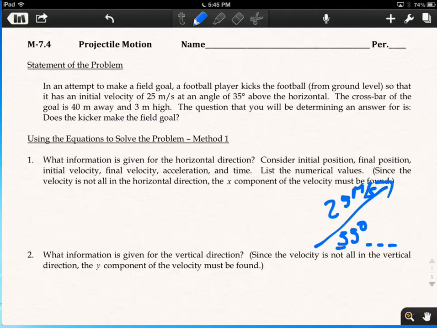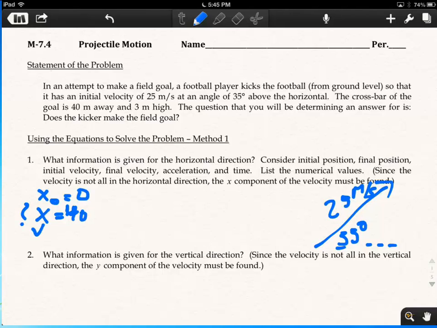Okay, so what information is given for the horizontal direction? Consider initial position, initial velocity, final velocity, acceleration, and time. Alright, so let's just start with that. Initial position, x naught. We're in horizontal, so we're dealing with x. We don't really know, we don't really care. We could call it 0 meters. It's got to get 40 meters in order to get to the goal. Final position, so I'm going to say x equals 40, but I got to remember that doesn't actually mean the ball has to land at 40. We're trying to get it there. So I'm going to put a little question mark next to that.